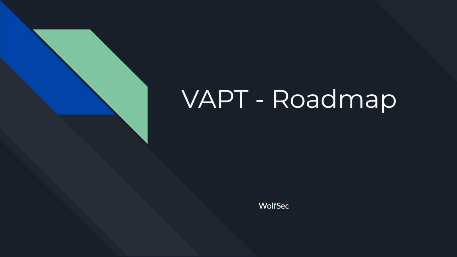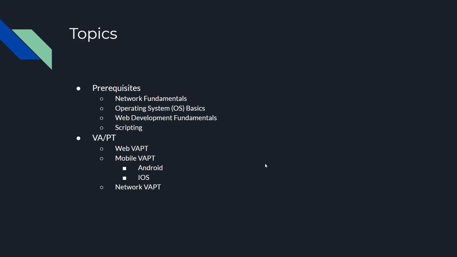So basically we cover all the VAPT aspects, like the prerequisites for getting started into VAPT. For example, we cover network fundamentals, operating system basics, web development fundamentals, and scripting. So these are all the required prerequisites, the basic fundamental knowledge that we first need to focus on before getting into the VAPT part.